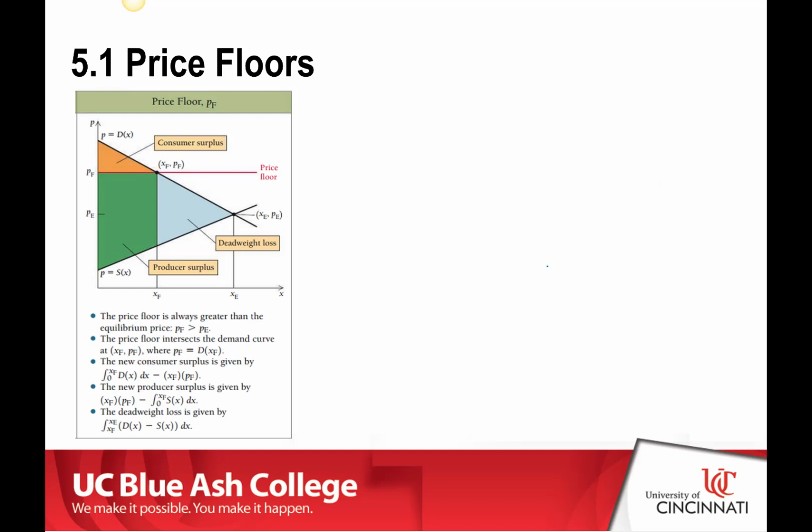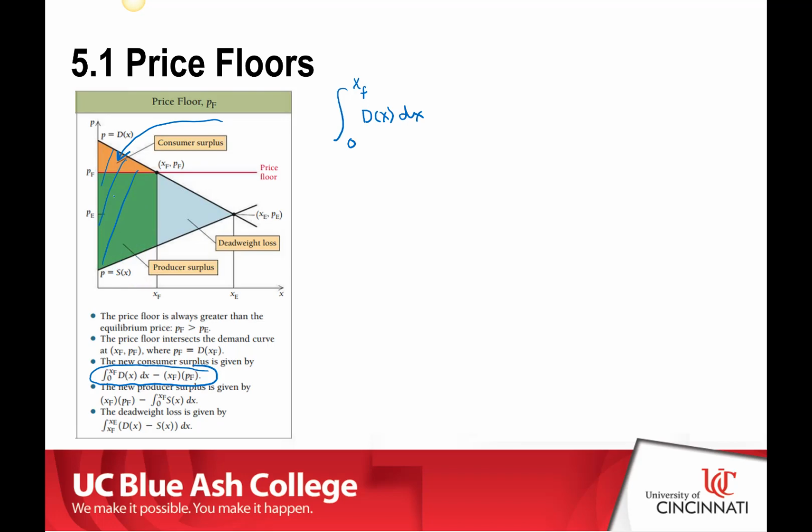Okay, so let's take a look at what happens for the consumer surplus in this case. The consumer surplus is going to be the orange amount, that's going to be up here. So what we're going to wind up doing is computing all of the area underneath, and that's going to be the integral from 0 to the quantity at the floor price of whatever the demand is.